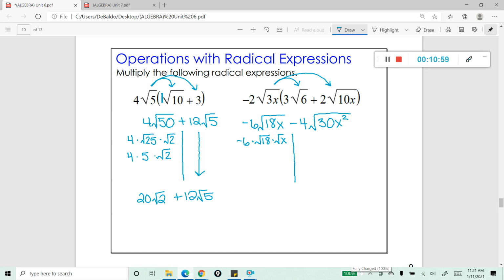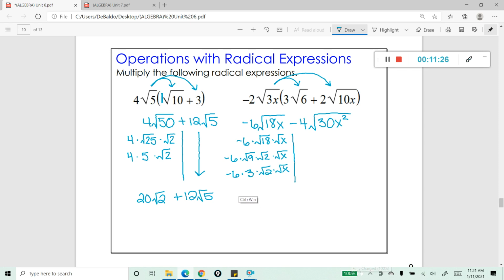And then I'm going to go ahead and simplify. So I'm going to break things down here. Negative 6 times, I can break 18 into root 9 and root 2. And I know that the square root of x is still just the square root of x. Keep simplifying everything. Keep going back as far as you can. And be sure to make sure you're putting all those operations and radicals in.